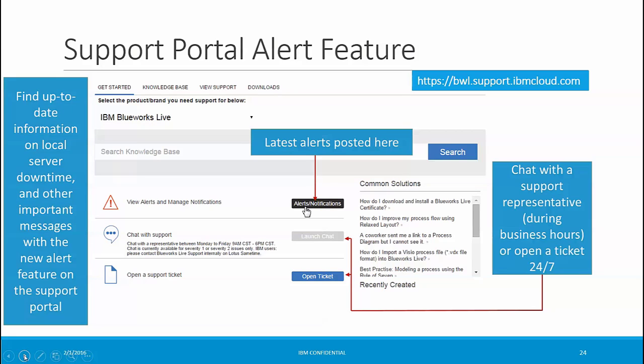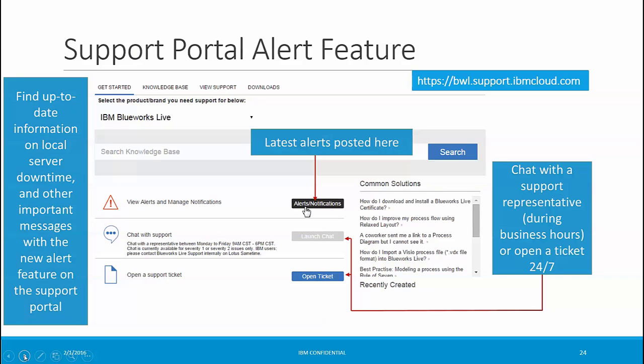Therefore, they recommend that all admins bookmark the support portal link, which is in the upper right-hand corner of the slide. You can see it here. It's bwl.support.ibmcloud.com. So please bookmark this, and if you find yourself wondering about the Blueworks Live maintenance schedule, or you're having some kind of problem accessing Blueworks Live, this can be a place where you could go to obtain information.